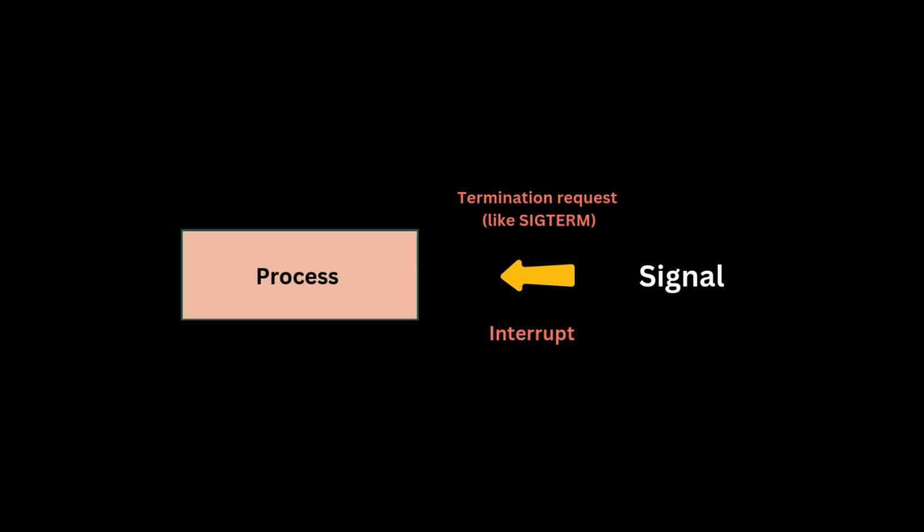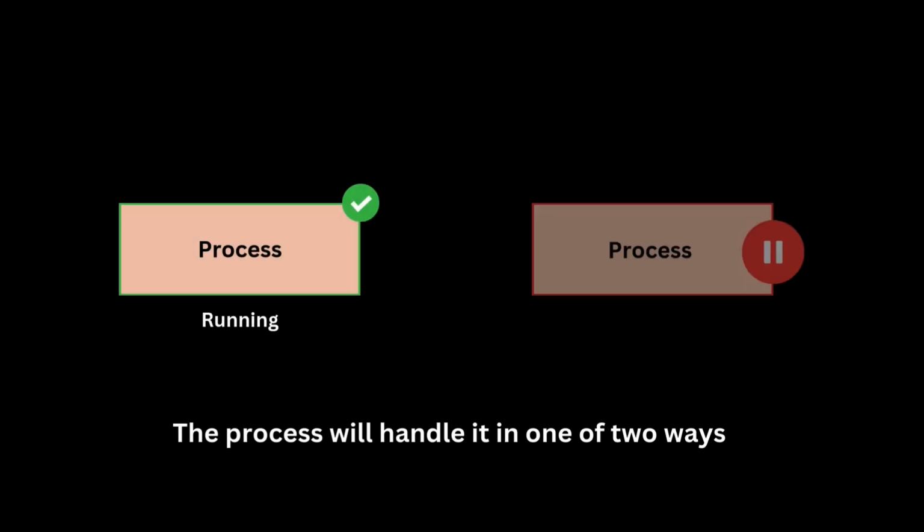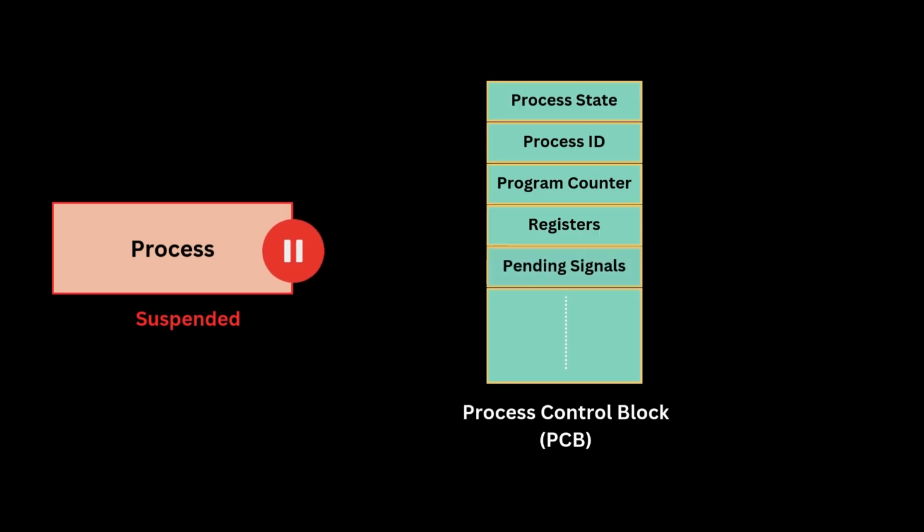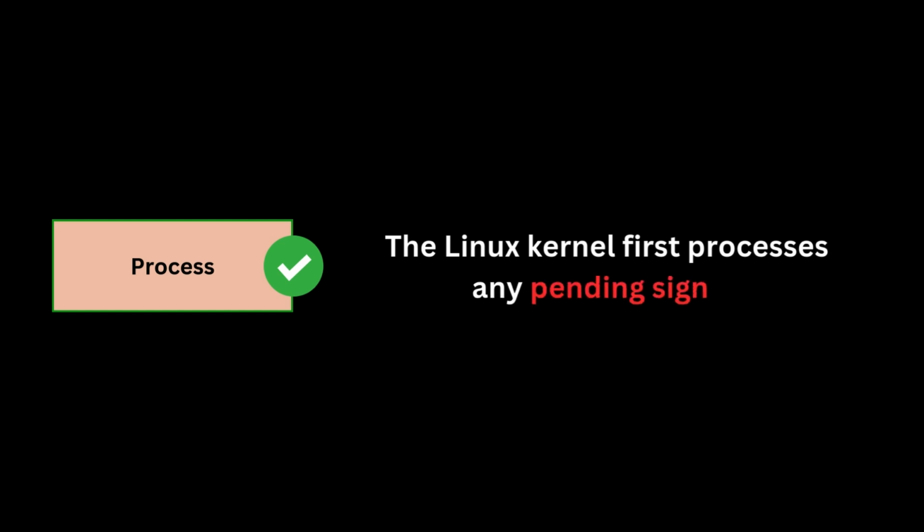When a signal is sent to a process, such as a termination request, like SIGTERM, or an interrupt, the process will handle it in one of two ways, depending on whether it's running or suspended. If the process is running, the signal will be handled immediately by its signal handler. If the process is suspended, the signal is marked as pending in the PCB. When the process resumes, the Linux kernel first processes any pending signals before letting the process continue its work. This system ensures that processes can quickly respond to events, whether they're triggered by hardware or software, and it allows processes to communicate smoothly in a Linux environment.